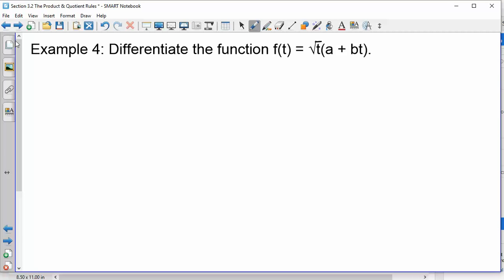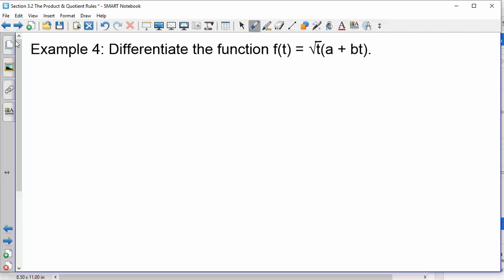Alright, this has a lot of variables in it. We only know how to do the derivative with one variable at a time. Because this is f of t, that means t is the variable. a and b here, we're going to treat them just like constants. Okay, so there's some number, we just don't know what they are.